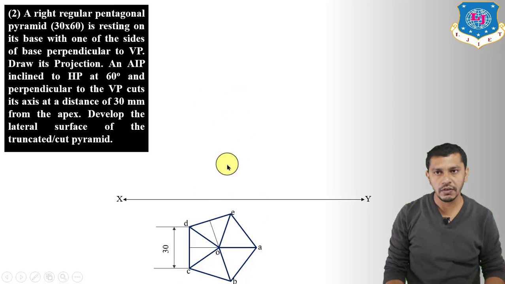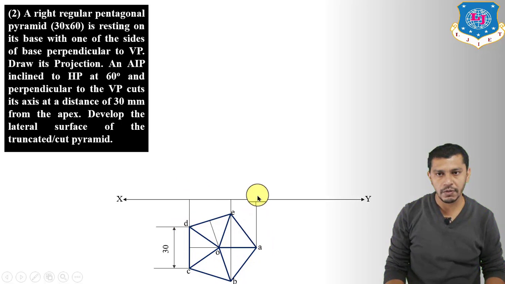Now we have to draw the front view, and right now the front view of the pentagonal pyramid will be a triangle. For that we have to project all these points vertically upwards. This will be A dash, B dash, C dash, D dash and E dash. Connect these. This will be the front view of the base.